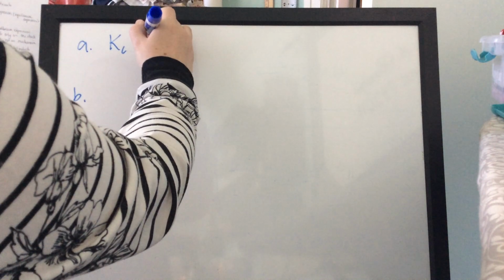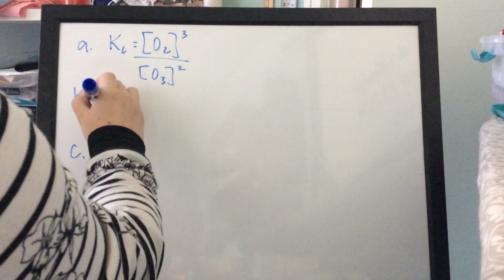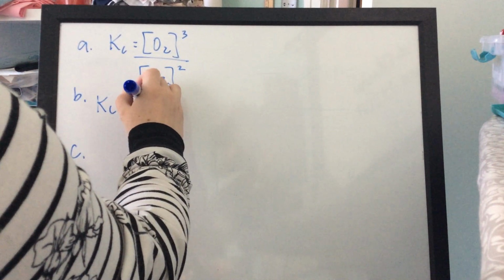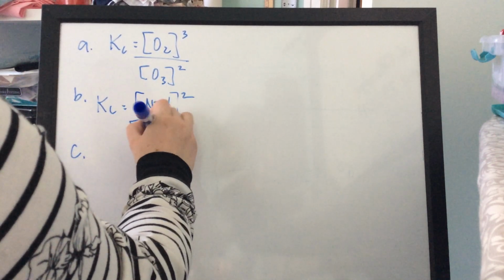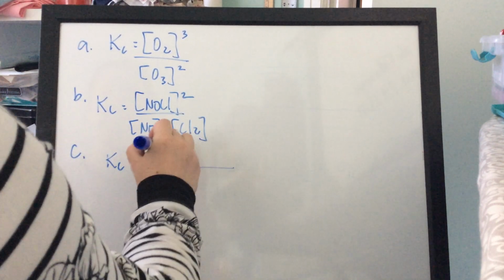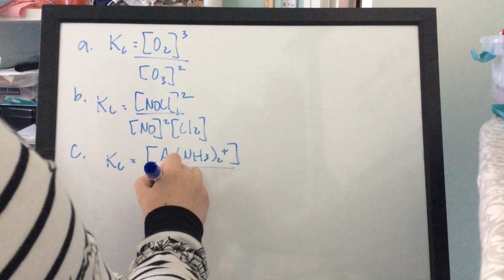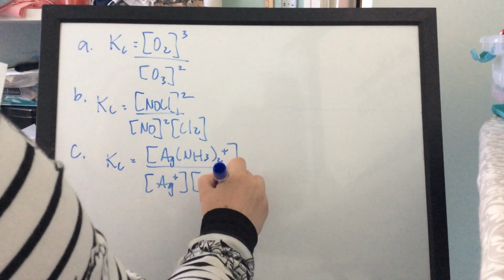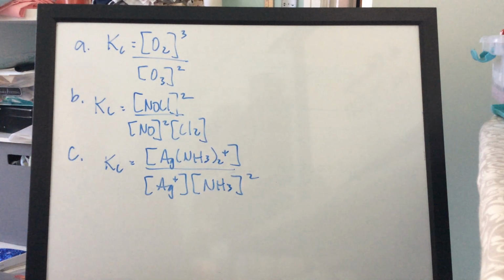So remember, it's always products over reactants. Don't get that backwards. In these practice problems, they're all gases and aqueous, so everything is included. So basically, you just have to remember that it's products over reactants, and their coefficients become their powers, and that's it. That's the first step to writing a Kc expression. So those are your answers for that.